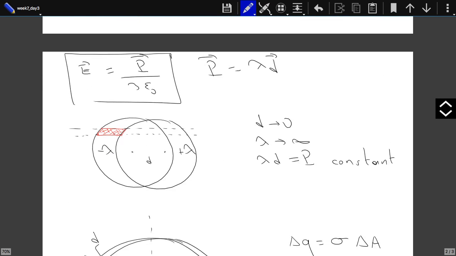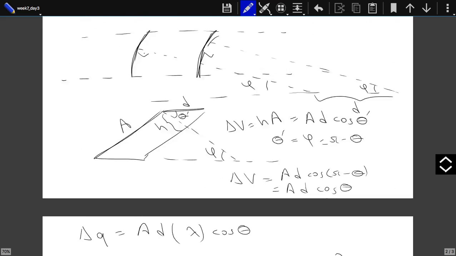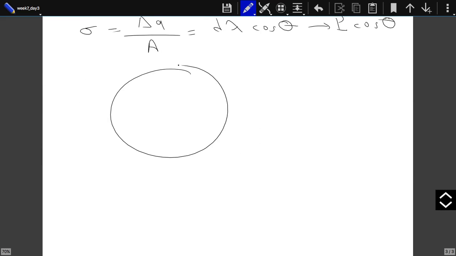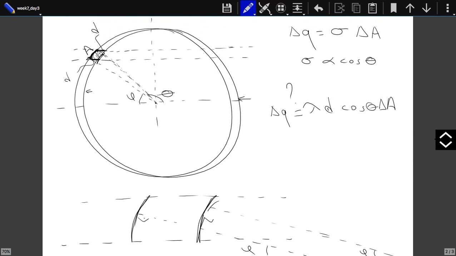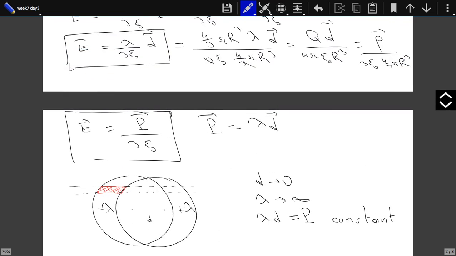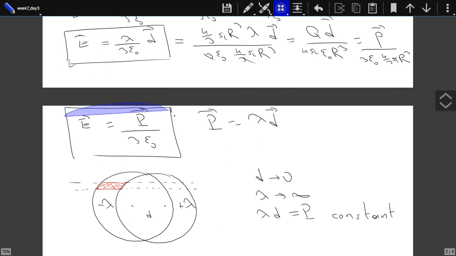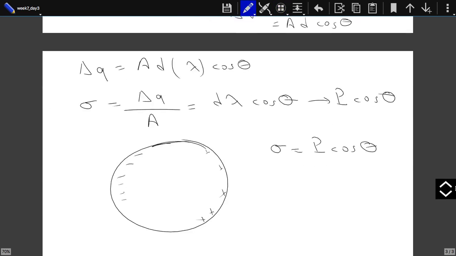So now what do we know? In this system, where we have, let's say, positive charges over here, negative charges over here, where the surface charge density is p times cosine theta, this system we can treat as the limiting case of this system. But in this system, we had seen that the electric field is given by the polarization divided by 3 epsilon 0.